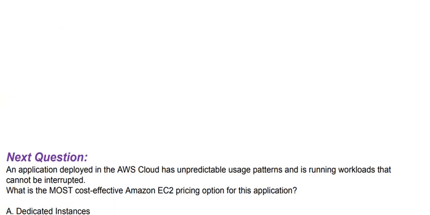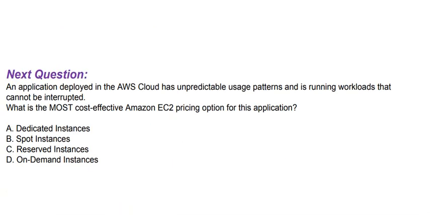Next question is: An application deployed in the AWS cloud has unpredictable usage patterns and is running workloads that cannot be interrupted. What is the most cost-effective Amazon EC2 pricing option for these applications? Option A: dedicated instances. Option B: spot instances. Option C: reserved instances. And option D: on-demand instances. The correct answer is option D.